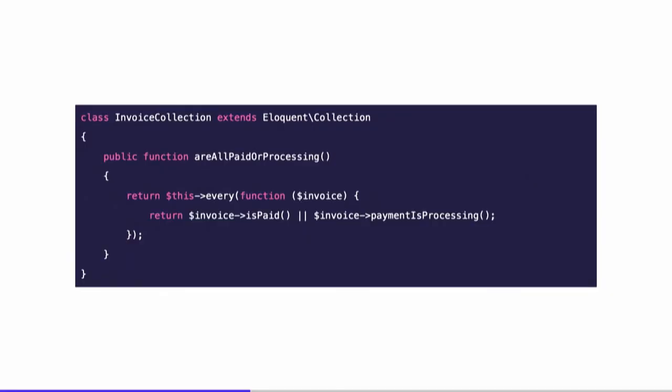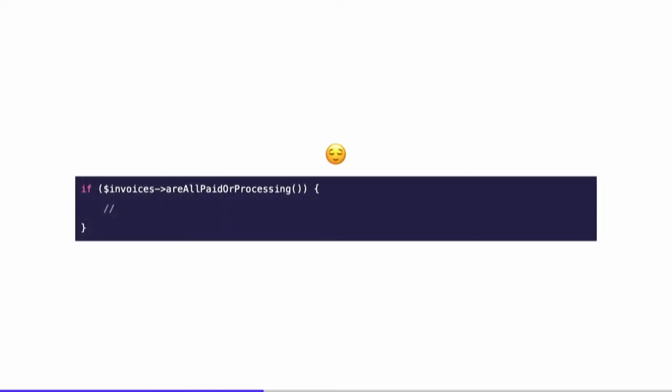So we've probably got this maybe in a controller, and then we've got it over here in a job or something like that. We're going to take it, and we're going to chuck it on this collection class, wrap it up in a nice method name, just like we do with models when we've got these kinds of things. And now, if invoices are all paid or processing, easy. So that's our collection of invoices, and we can just check it all with that method.